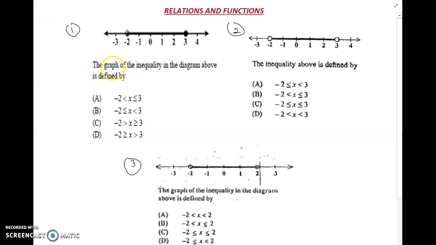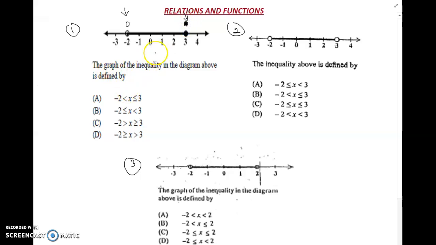The first one says the graph of the inequality in the diagram above is defined by. So first thing we need to realize is that it goes from -2, which is here, and then to 3 there. Now, next thing we should notice is that this is an open circle. It's not clearly shown here, but it's an open circle. And by the 3, we have a solid circle. Let me just try and write.